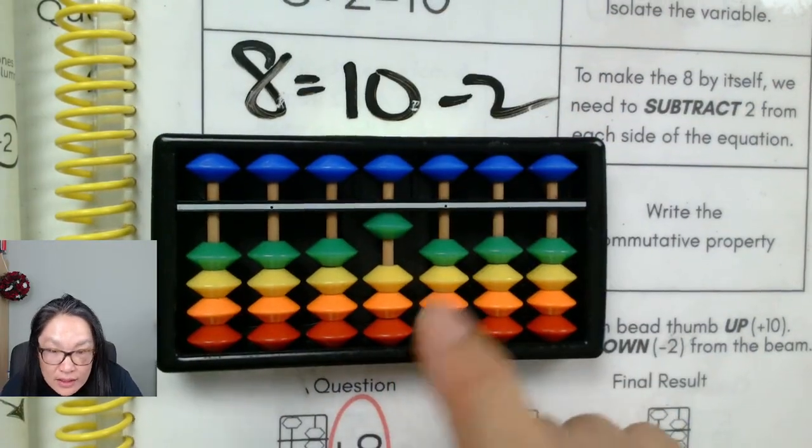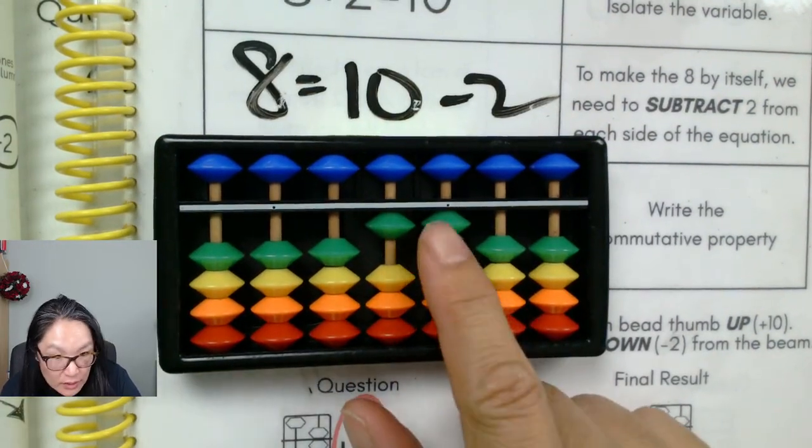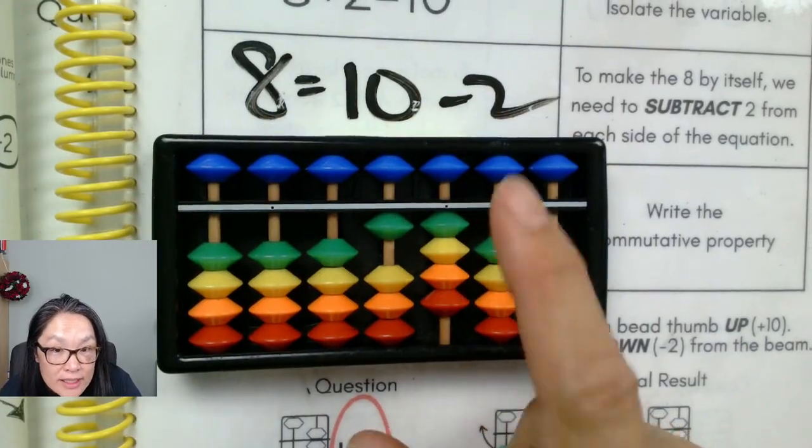Okay, so what's going to happen? So we do 11. I'm sorry, 11 is this. 11, 12, 13, 14, and then 15.